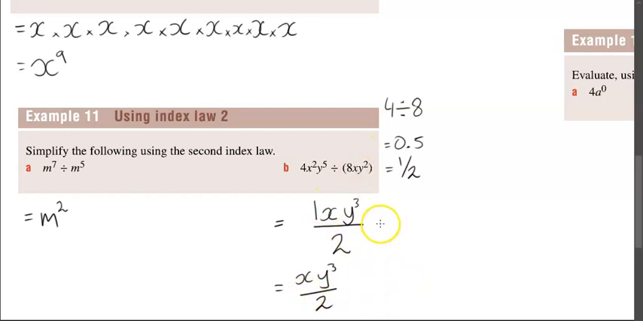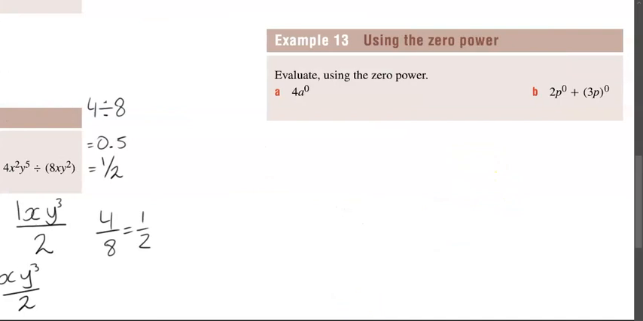Okay, so the number part can be a bit tricky. Another way of knowing is finding the highest common factor that goes in between 4 and 8. This is just the same as half as well. Okay, there are different ways of working that one out.